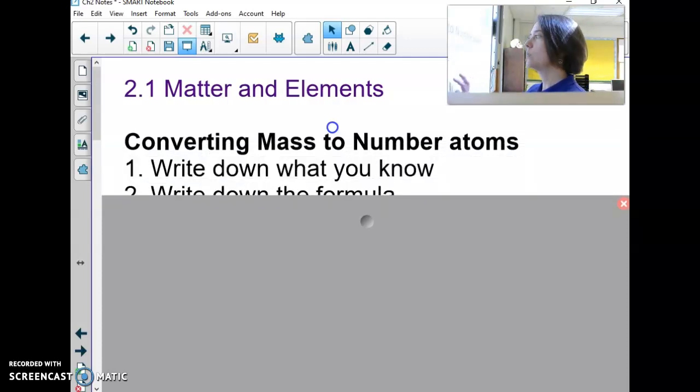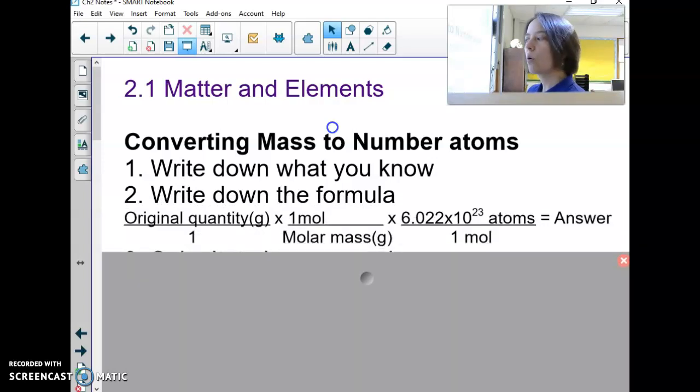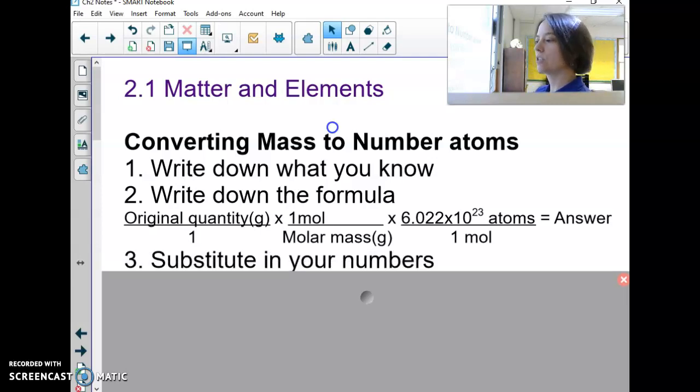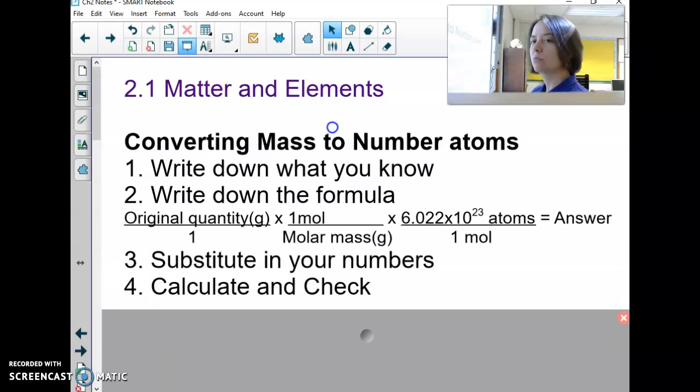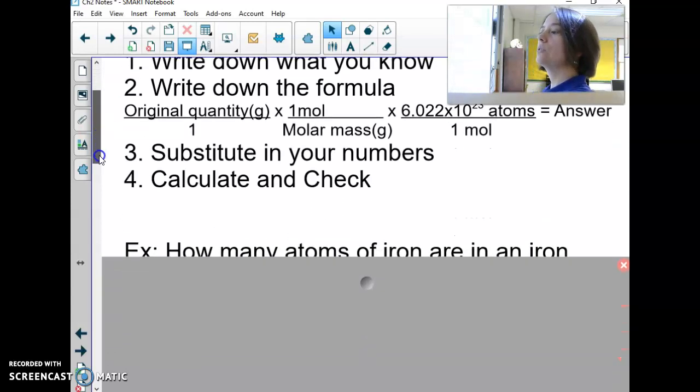As always, write down what you know, write down the formula, which is the original quantity times 1 mole over the molar mass in grams times 6.022 times 10 to the 23rd atoms over 1 mole. And that will give you your answer. And then as always, you substitute in your numbers, calculate, and check. So let's do this.